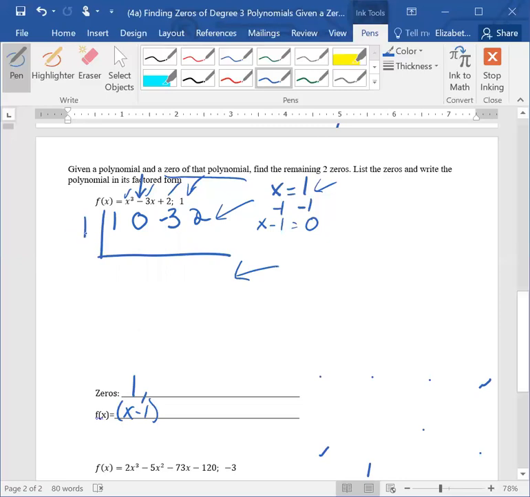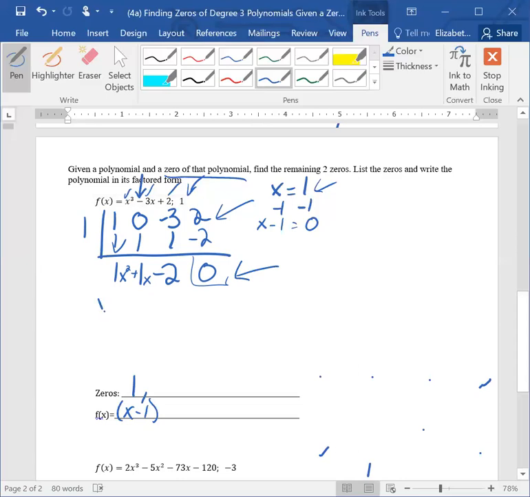All right, our divisor is 1. So let's do this again properly. Bring down the first number. 1 times 1 is 1. 0 plus 1 is 1. Here we go with the ones again. 1 times 1 is 1. Negative 3 plus 1 is negative 2. Negative 2 times 1 is negative 2. 2 plus negative 2 is 0. That's our remainder, 0. So then this was an x cubed, so this is x squared plus 1x minus 2 with a remainder of 0.